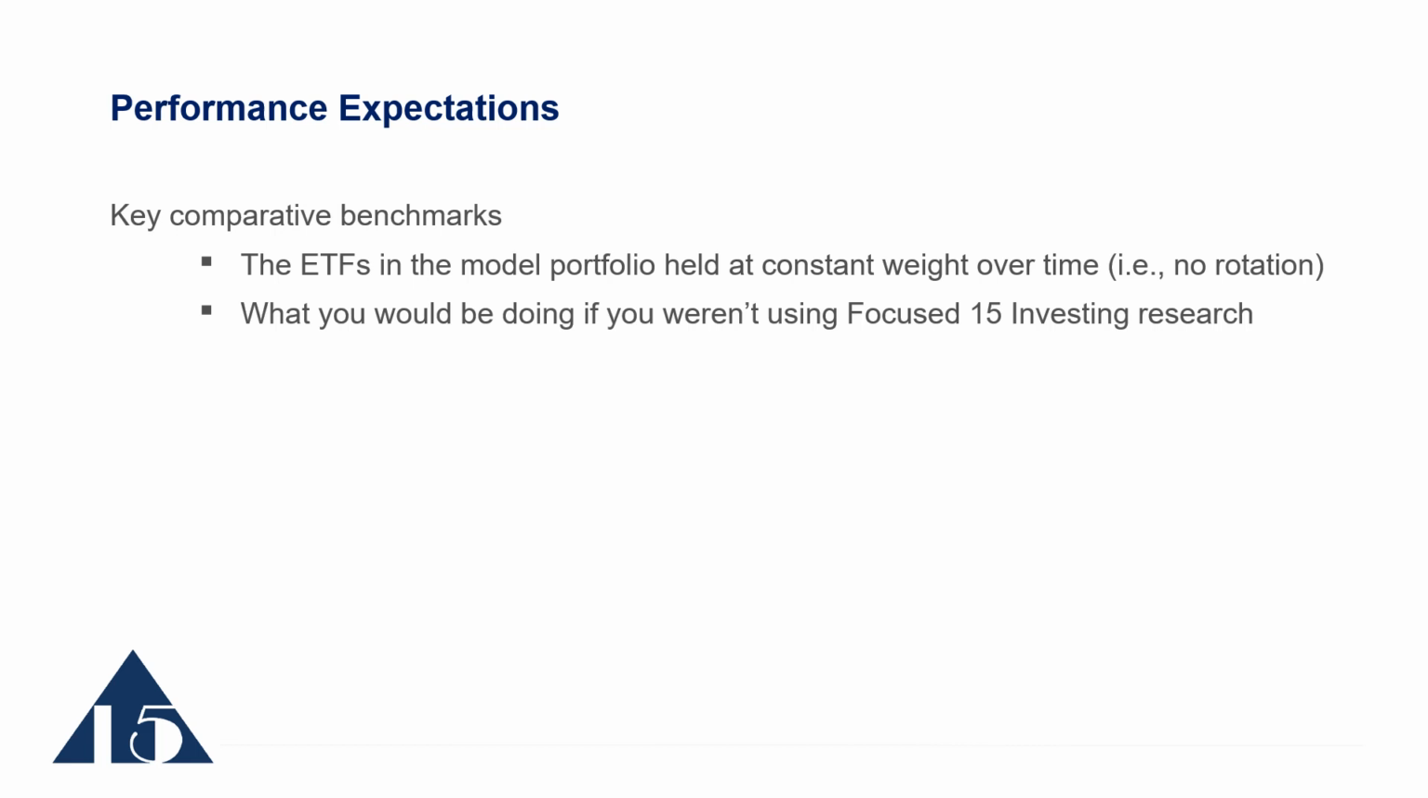The second comparative benchmark is what you would be doing if you weren't using Focus 15 investing research. This is a little bit harder for us to evaluate, but we're using a proxy for what most investors might do if they are using a standard asset allocation that's stable over time. The third comparative benchmark is the stock market in general. And for this, we use the Dow Jones Industrial Average because it has a long history and it's an important index for our investment strategy.